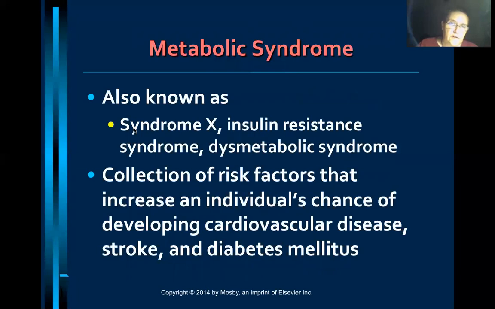Metabolic syndrome. This is also known as Syndrome X, insulin resistance syndrome, dysmetabolic syndrome. It's a collection of risk factors that increases an individual's chance of developing cardiovascular disease, stroke, and diabetes mellitus. It's estimated that around 70 to 80 million people, or about 25% of Americans, have metabolic syndrome. It's more prevalent in those 60 years of age or older, and it's characterized by obesity, hypertension, abnormal lipid levels, and high blood glucose.